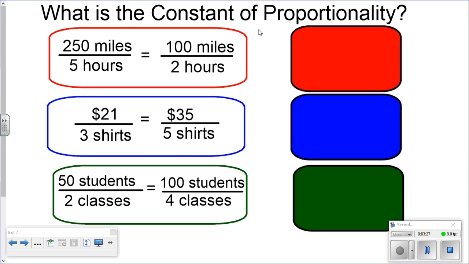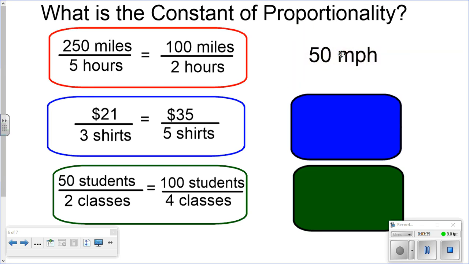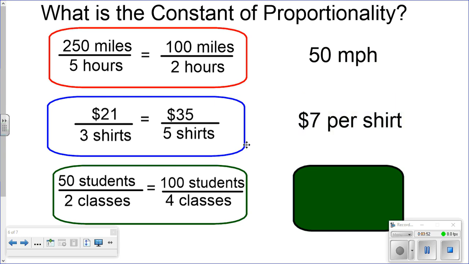I'm just looking for the constant of proportionality here. So I have 250 miles in 5 hours and 100 miles in 2 hours. It's telling me they're equal. So my constant of proportionality, I just have to divide, and I get 50 miles per hour. In this one, it costs $21 for 3 shirts and $35 for 5 shirts. So my constant of proportionality is $7 per shirt.